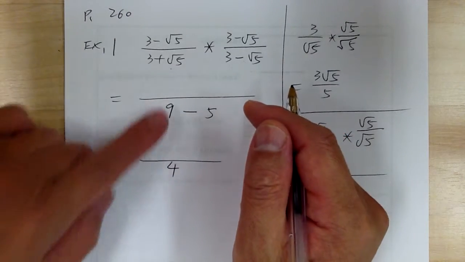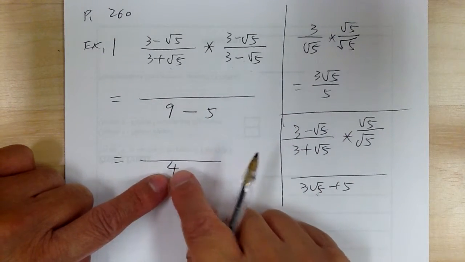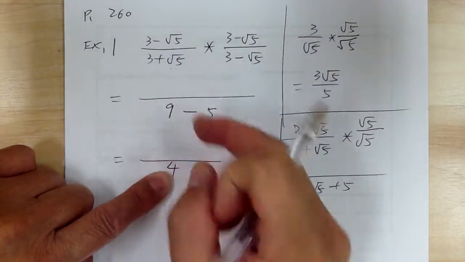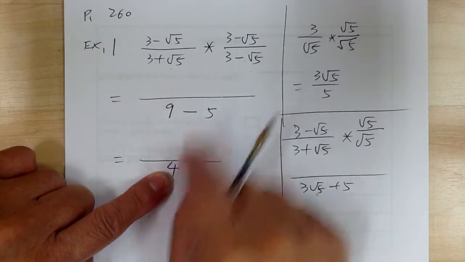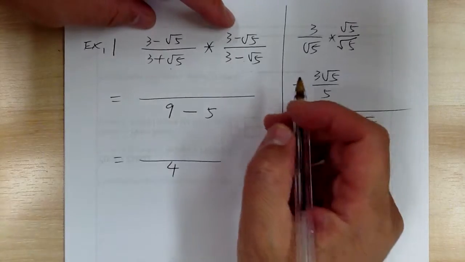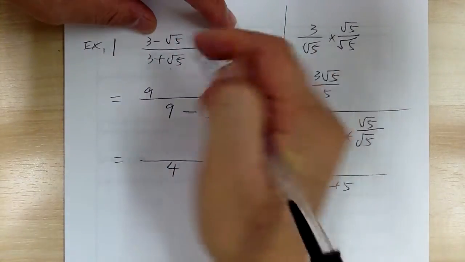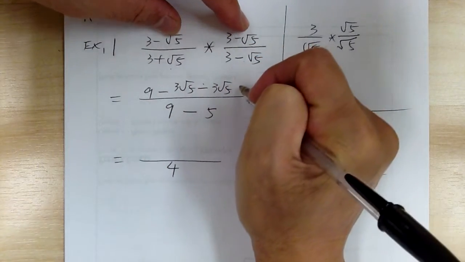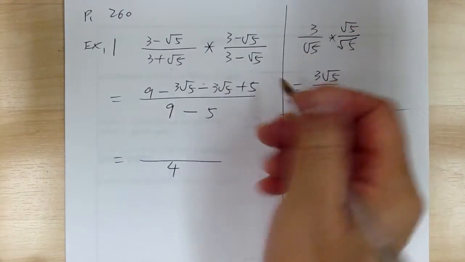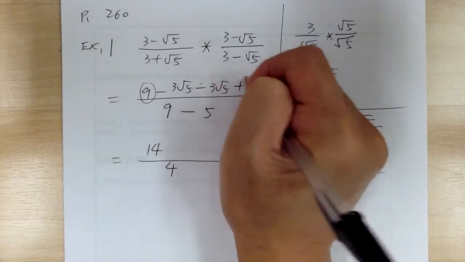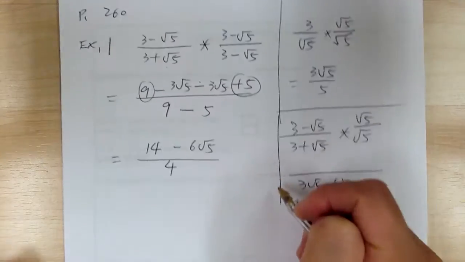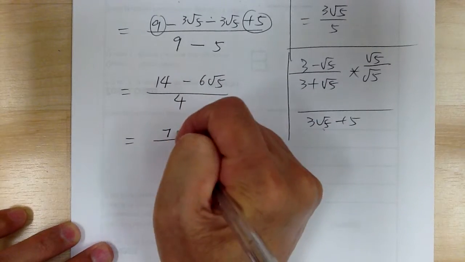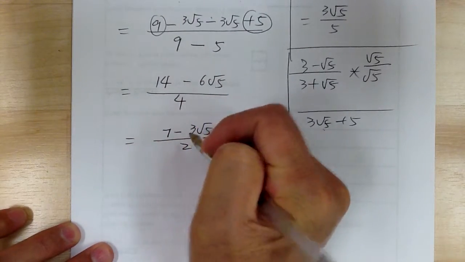Again, you want to work out the bottom first, because if the denominator can cancel with something on the top, then do not multiply out the top; just leave it and cancel. But here it cannot cancel anything, so multiply using the FOIL method. 3 times 3 is 9, minus 3 square root of 5, minus 3 square root of 5, plus 5. Combine like terms and you get 14 minus 6 square root of 5. Notice you can reduce by 2. So reduce everything by 2 and you get 7 minus 3 square root of 5 over 2.